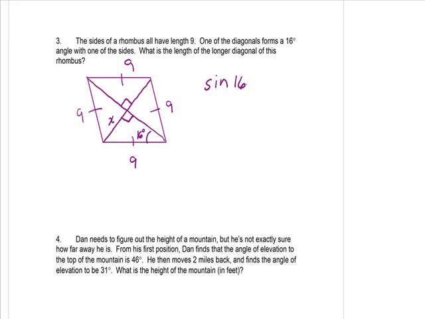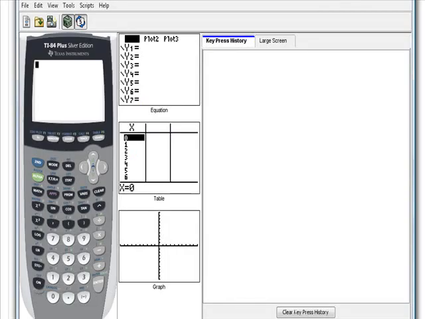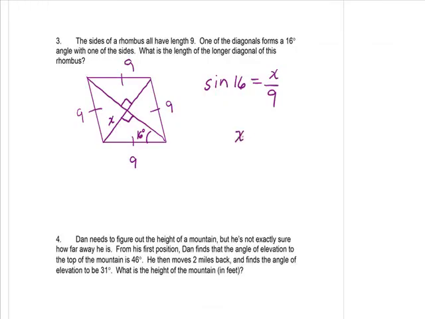Alright, so sine 16 equals x over 9. So I'm going to have to multiply the sine of 16 by 9. So I'm going to run my calculator. 9 sine 16. We get the missing leg to be about 2.5. Now if x is 2.5, what's the length of the entire diagonal? Double it, 5. Good, so the one diagonal is 5.